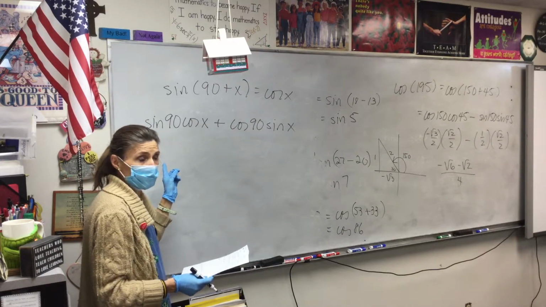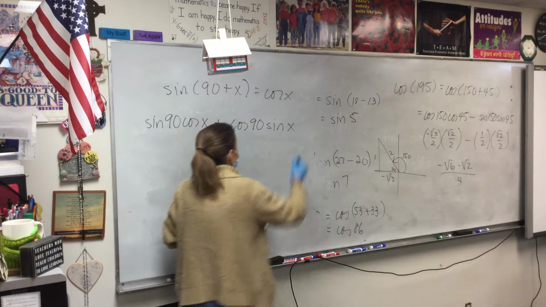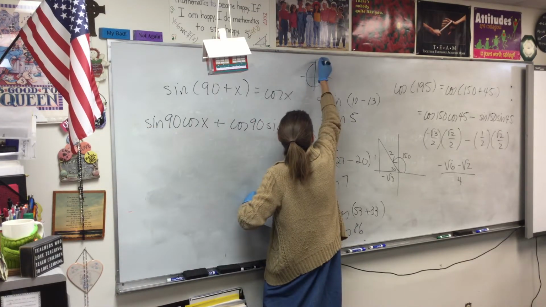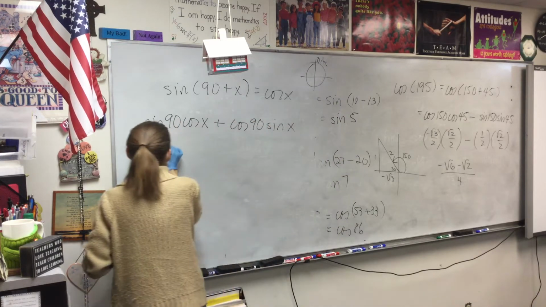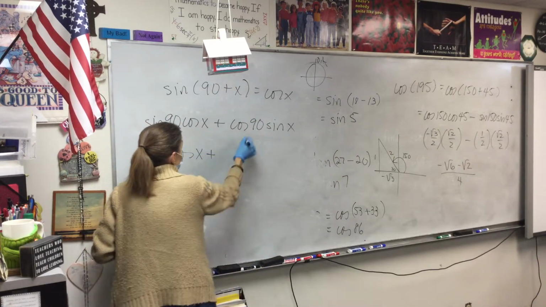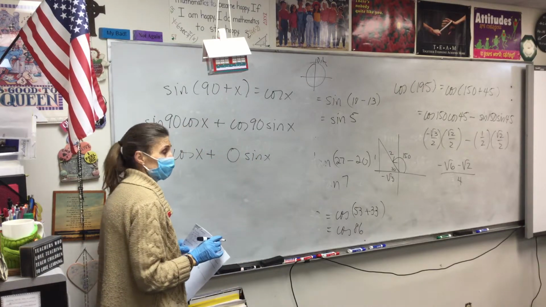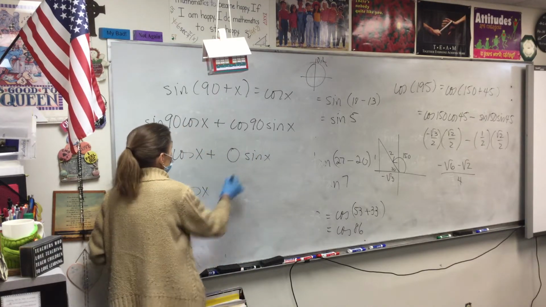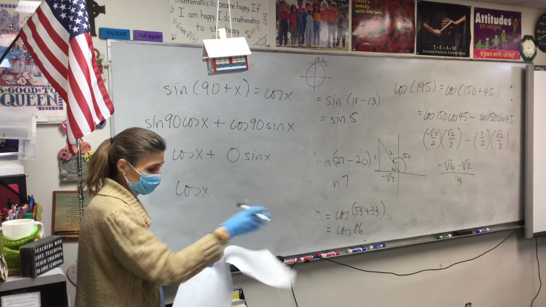So now we figure out the sine of 90. So here's my unit circle. The sine of 90 is 1, and the cosine of 90 is 0. So I am left with just cosine, which is exactly what we want.